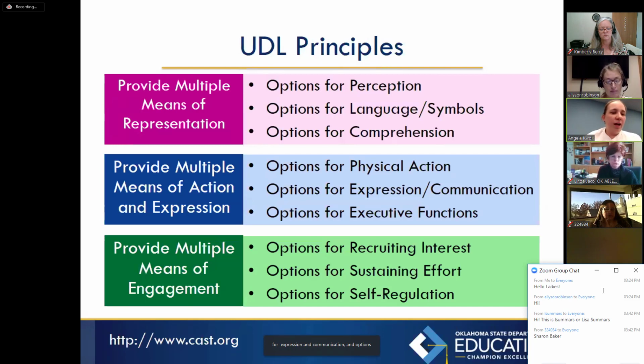And finally, the last series of what we will be talking about today is the learning network of the brain that addresses our affective network. How are we engaged to address what our learning preferences are or our interests? Those are through the means of options for recruiting interest, options for sustaining effort, and options for self-regulation. So again, there are 3 overarching elements of universal design for learning principles, and we're going to address all 3 in more detail.